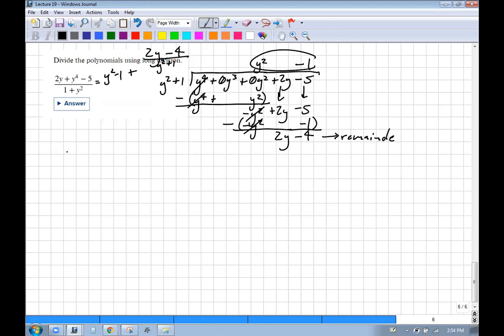So we can check our work. Let me write them in descending order. Is y to the fourth plus 2y minus 5 divided by y squared plus 1 equal to y squared minus 1 plus 2y minus 4 over y squared plus 1? All right, we want to check, are these equal? Check our work. So what we do is get rid of the fractions. Multiply both sides by y squared plus 1.